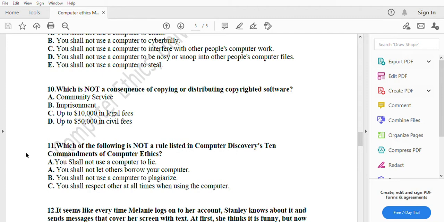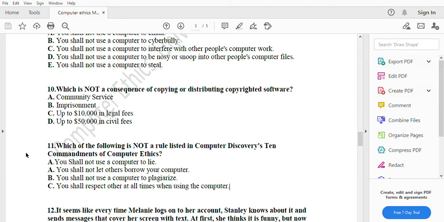Sorry, here there's a mistake. Normally you should have B, C, and D. Sorry, there's a mistake in here. So you shall not let others borrow your computer, and then you shall not use a computer to plagiarize, and you shall respect others at all times when using the computer.